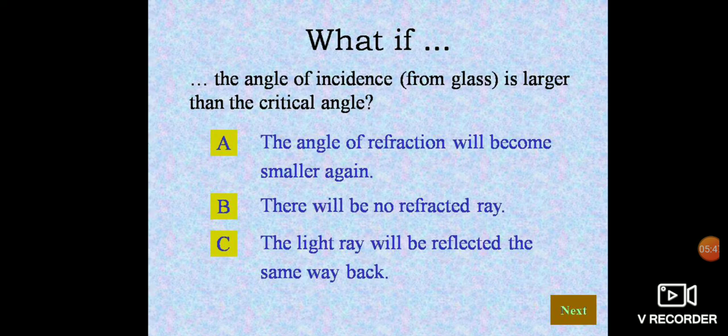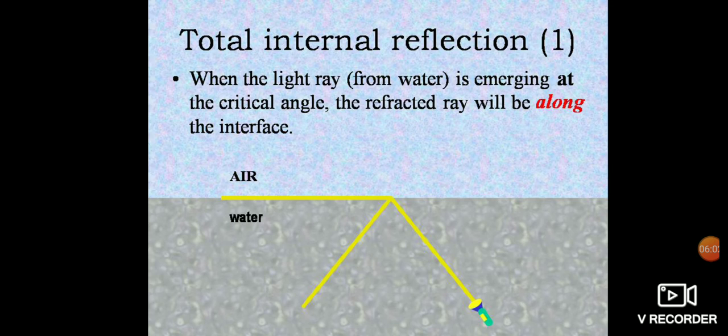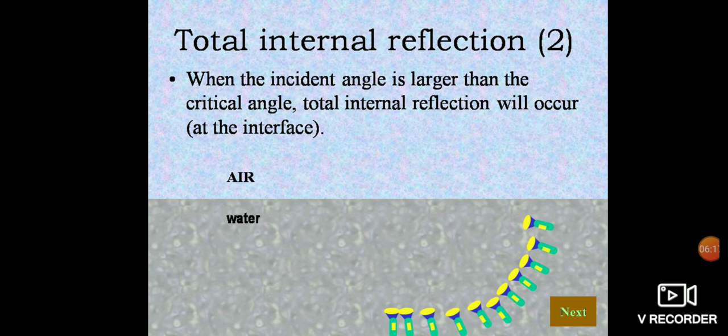What if the angle of incidence from glass is larger than the critical angle? There will be no refracted ray. The light ray will be reflected back the same way. Total internal reflection: when the light ray from water is incident at the critical angle, the refracted ray will be along the interface. This is the air, this is the water. When the incident angle is larger than the critical angle, total internal reflection will occur at the interface.